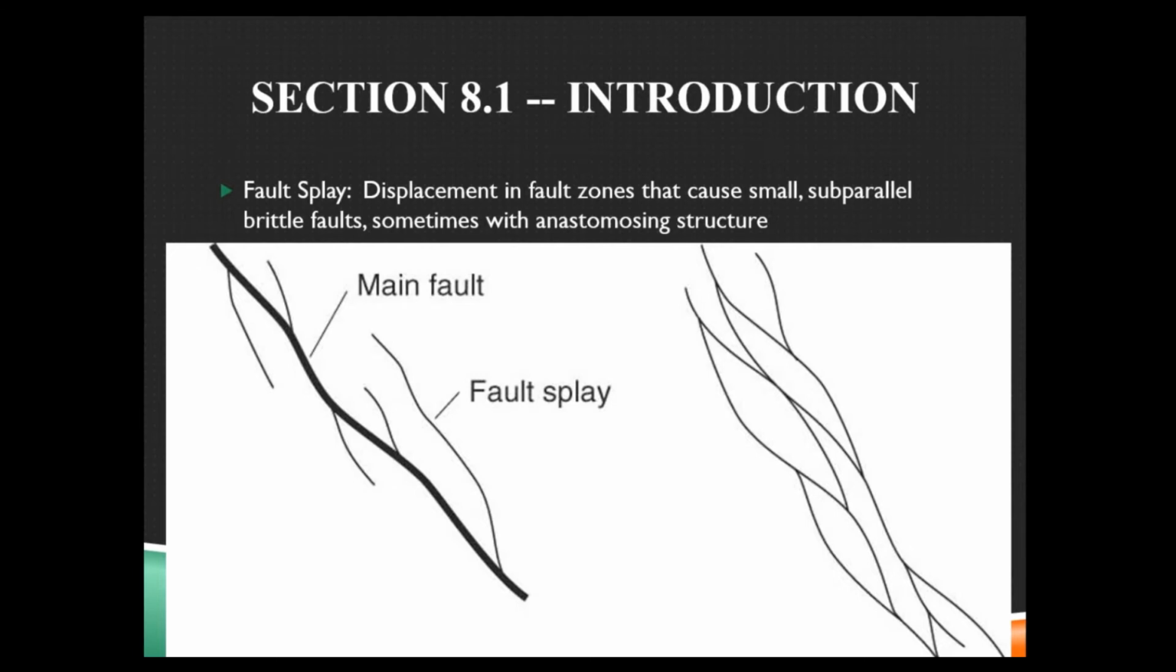A fault splay is something that you'll see from overhead, and it's where you have a primary fault and then you have small faults that break off of it. Almost looks like braided streams, except in this case, instead of being river channels, they're faults in the rock. The fact that it looks so much like the braided stream, also called an anastomosing river, is why this is called an anastomosing structure.